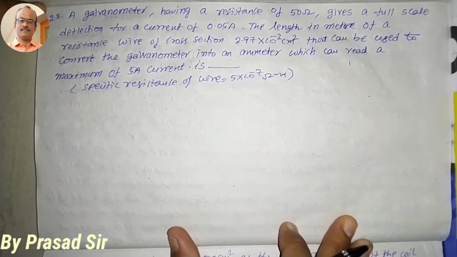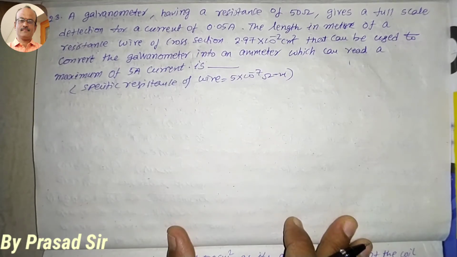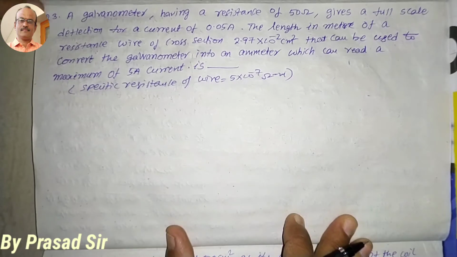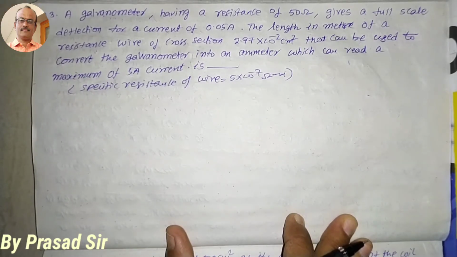Now the question number 23. A galvanometer having a resistance of 50 ohms gives a full scale deflection for a current of 0.05 amperes. The length in meters of a resistance wire of cross section 2.97 × 10^-2 cm² that can be used to convert the galvanometer into an ammeter, which can read a maximum of 5 amperes of current, is how much?